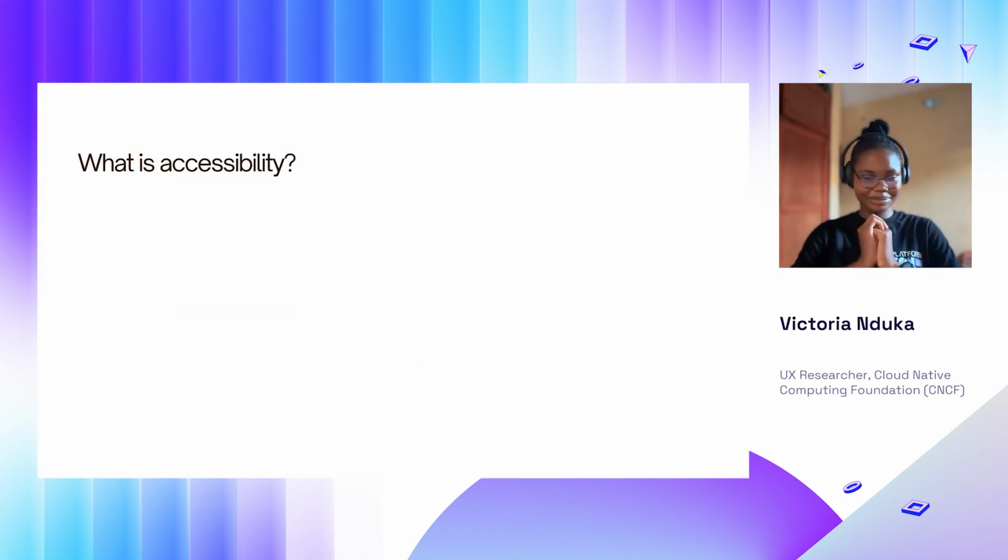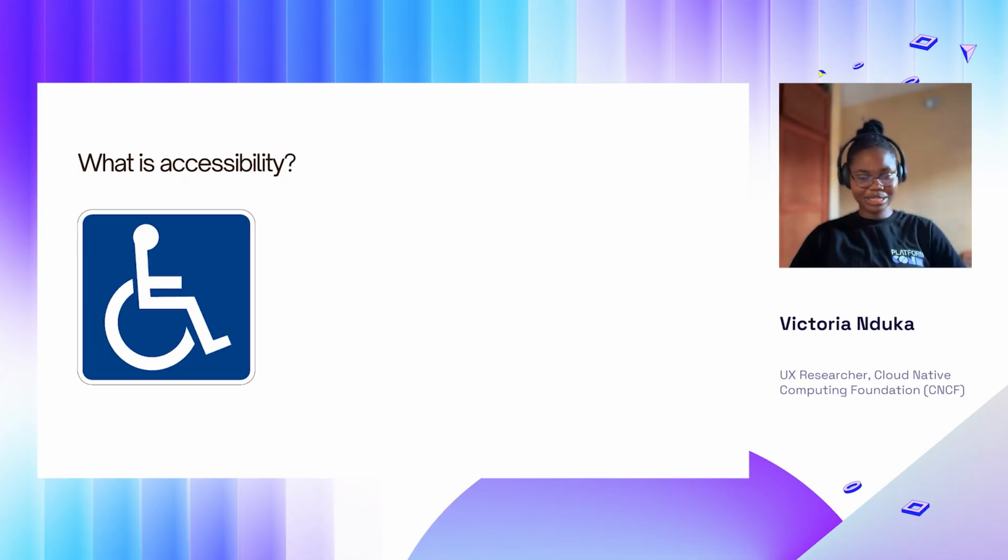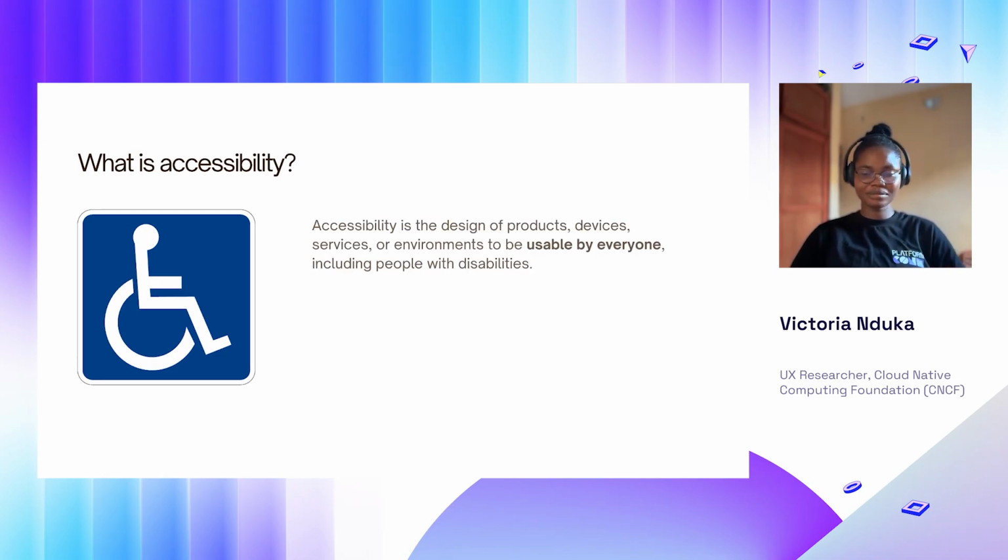What is accessibility? I'm sure a couple of us are very familiar with this symbol. It's a person using a wheelchair, and we usually see this in buildings. When we see this, it indicates that a building is accessible to people who use wheelchairs. So this is just one aspect of accessibility. What does accessibility really mean?